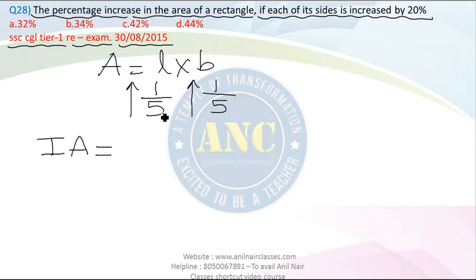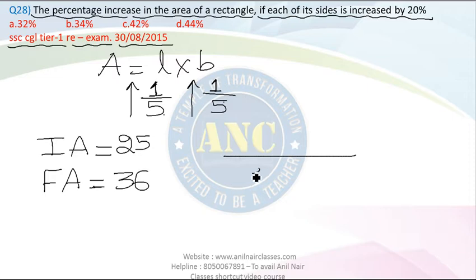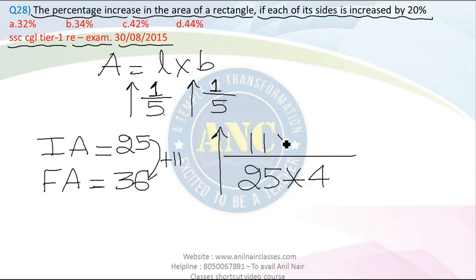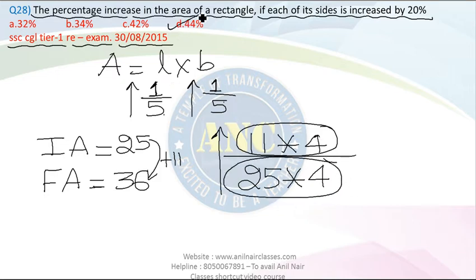Initial area is nothing but 5 into 5, 25. Final area is, from 5 there is an increase of 1, it is 6. From 5 there is an increase of 1, it is 6. 6 into 6 is 36. Initially it was 25. 25 is becoming 36. Increase of 11. But I want to express in terms of percentage. 100 should be the denominator. Into 4 into 4. 11 into 4 is 44. Divided by 100 is 44%.